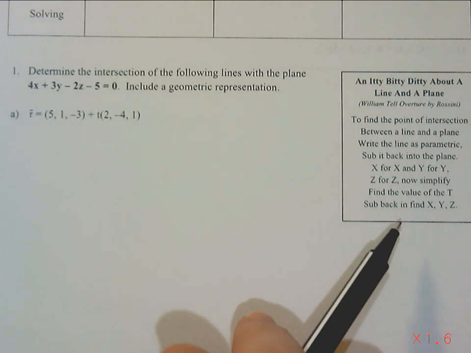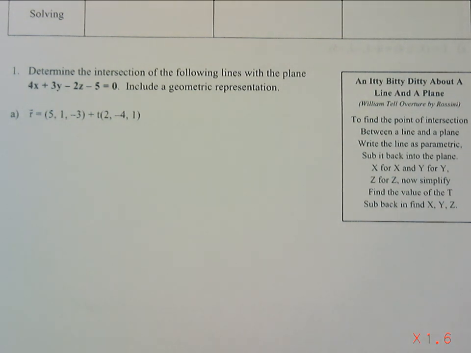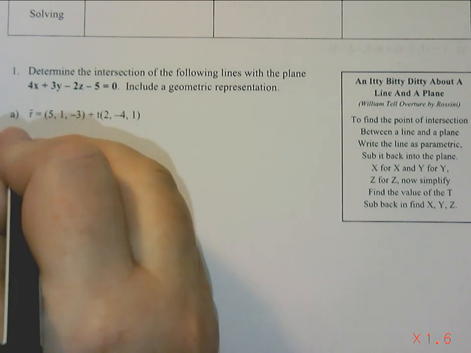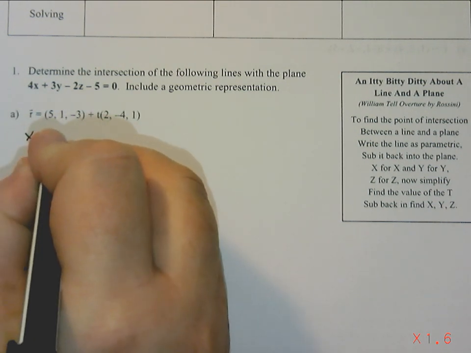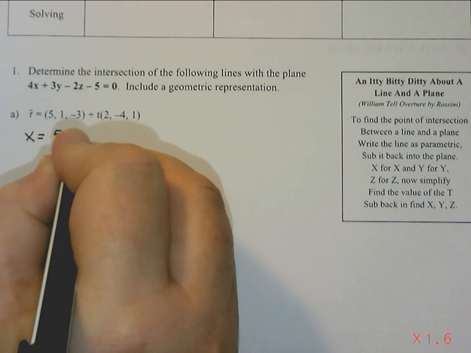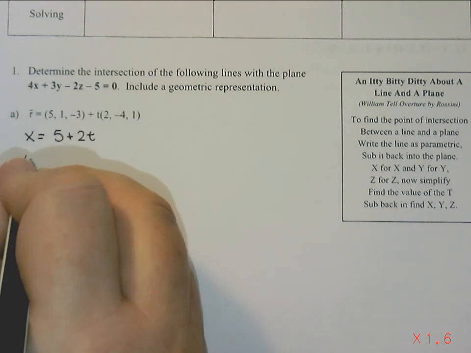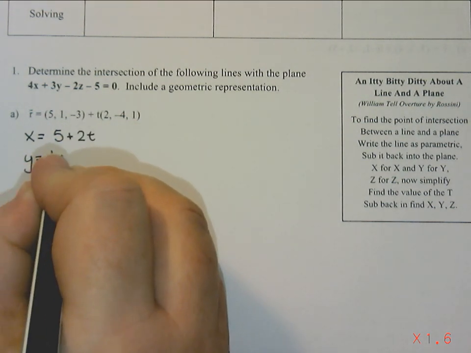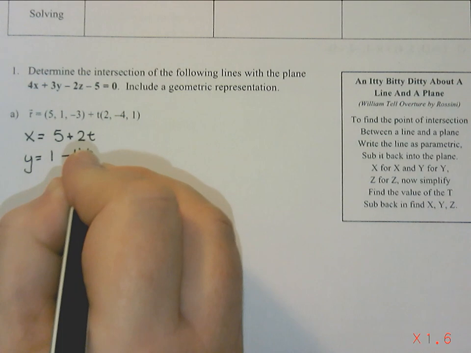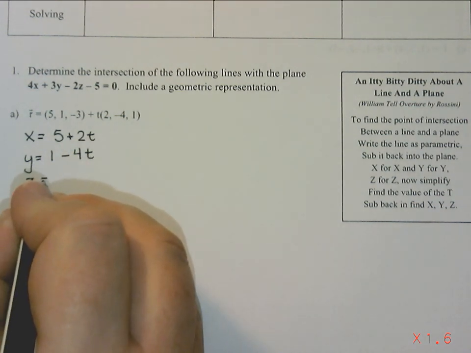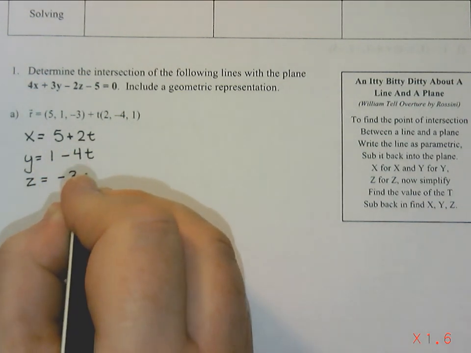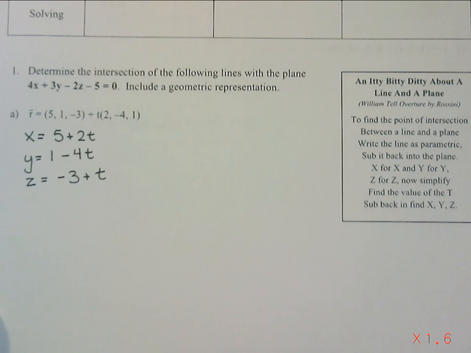So my instructions on the side say to find the point of intersection, we're going to take our line and write it as parametric. So that means x is going to equal 5 plus 2t. Y is going to equal 1 minus 4t. And z is going to equal negative 3 plus 1t, or just t. And then it says we sub it into our plane.